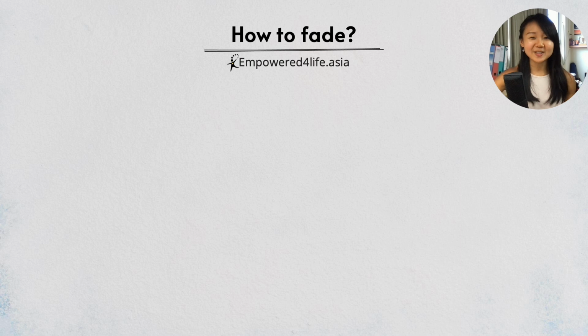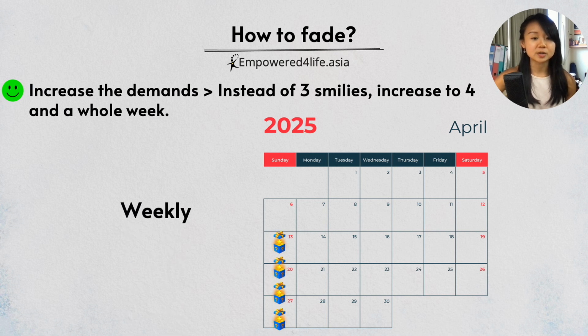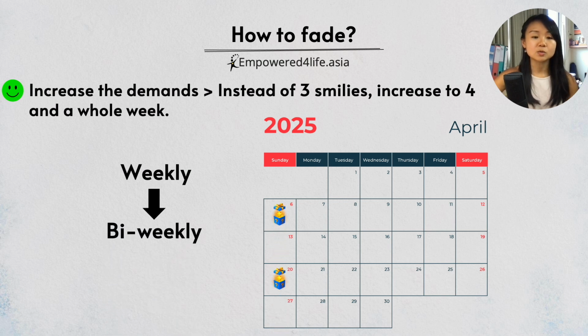Now we have to bear in mind that we cannot reinforce our child for the entire life. So how are we going to fade this? If your child is doing really well and consistently earning their mystery reward every single week, amazing! I'm so happy for you. This means they are ready for this step. First, we can start by increasing the demands. So instead of 3 smiley faces like we have seen just now, we increase it to 4 and maybe even the whole week. So you have to earn a whole week of smiley faces before you can get a mystery reward. Secondly, we can fade it gradually. So from maybe weekly mystery rewards, down to bi-weekly, and lastly, a monthly reward.